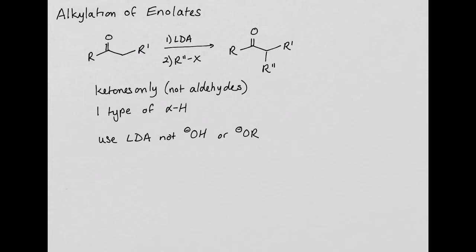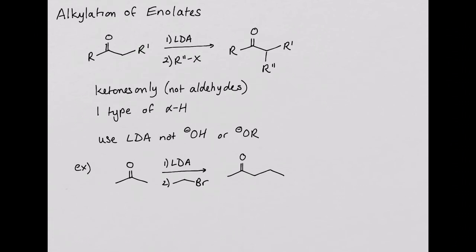Now let's look at an example of the reaction and mechanism for the alkylation of enolates. If we treat this ketone with LDA followed by ethyl bromide, we will get the following product. Next, let's look at the mechanism.